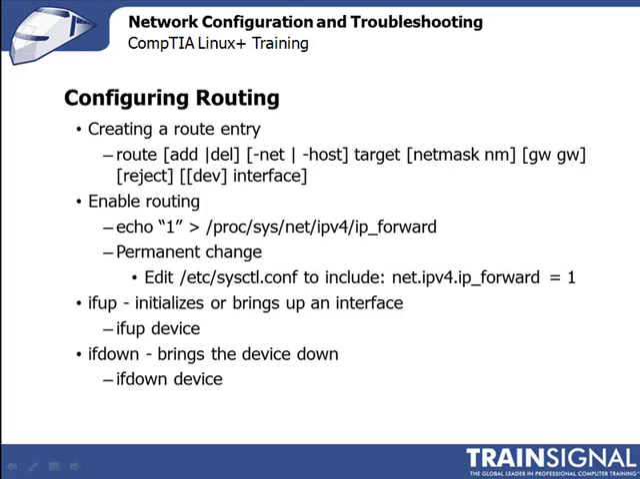And the file is /etc/sysctl.conf. In this file, you have to include the command net.ipv4.ip_forward = 1. Now let's go back to the terminal and try out router enablement.